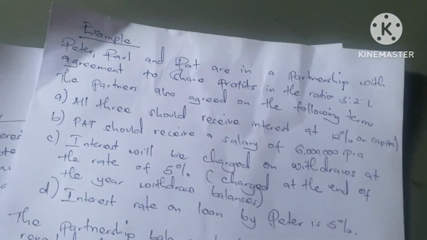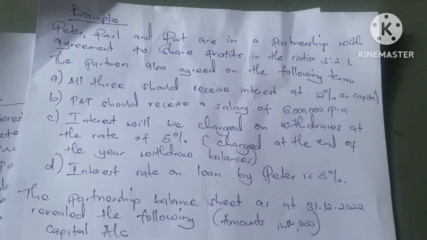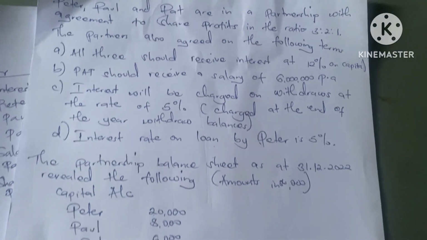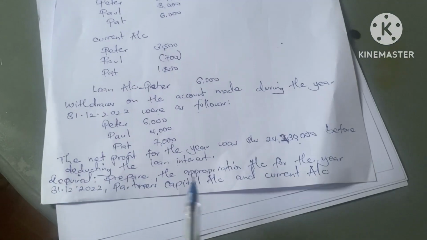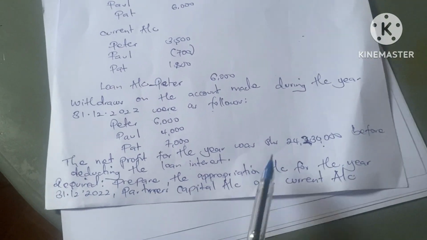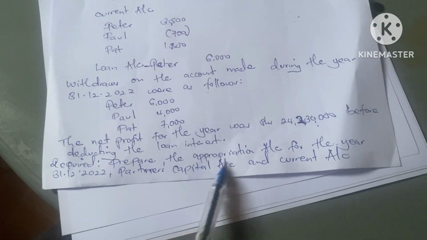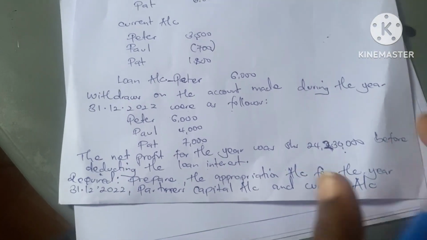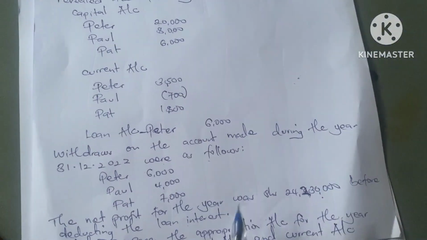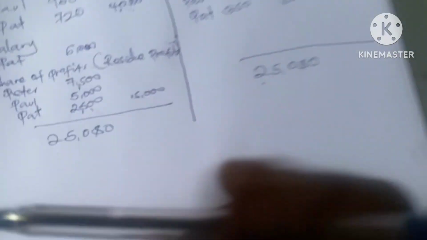So we are going to look at the capital account and then the current account, because this question says prepare the appropriation account. We are done with it. Then also prepare the capital account and then the current account for the partners. So we start with the partners capital account.